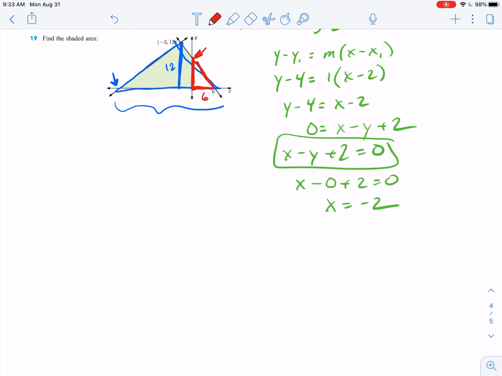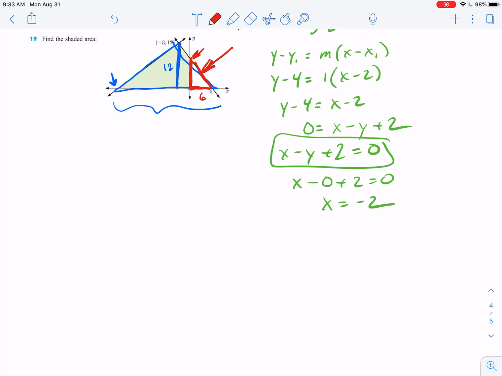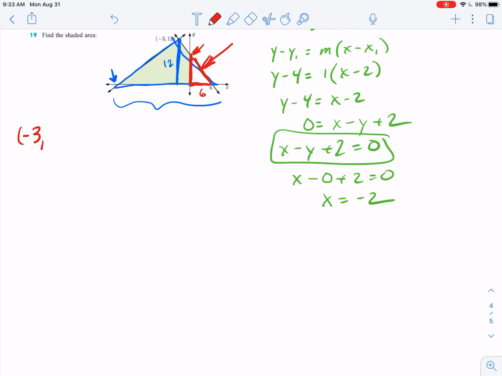So what I notice is that this line, I'll do it in red because I'm going to find the equation of that line, or I'm going to find information about that line. It's got the point negative 3, 12, and the point, well, that's the point 6, 0. So the slope of that line is, well, let's see, it's negative, so 0 minus 12 over 6 minus negative 3 is equal to negative 12 over 9, which 3 goes into that, and that's negative 4/3.